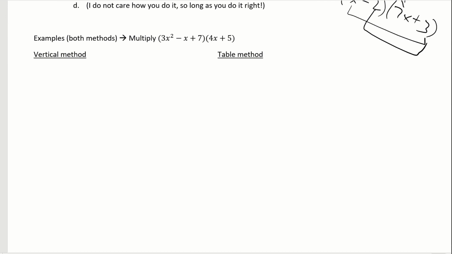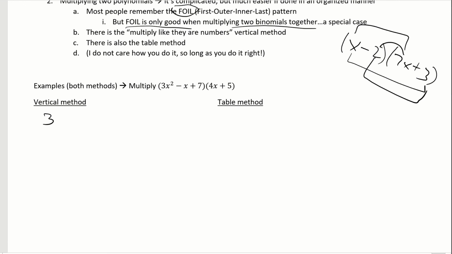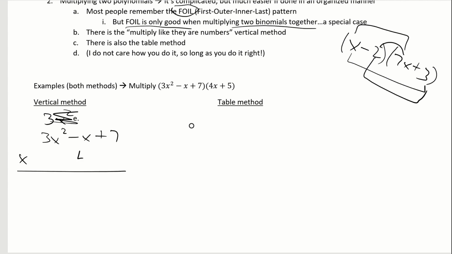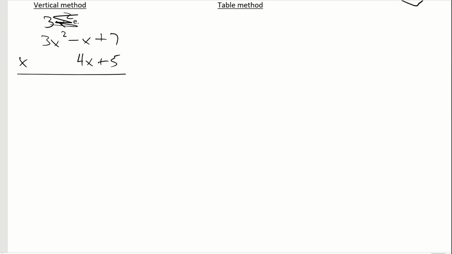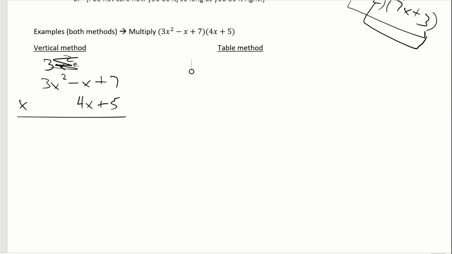I don't care which order you place it, but you put one on top, 3x squared minus x plus 7, to multiply with 4x plus 5. This is how some people do it. This is how some people learned it. And you do it just like arithmetic.